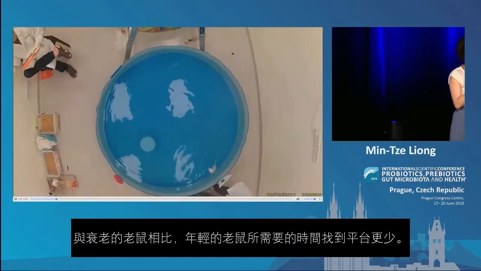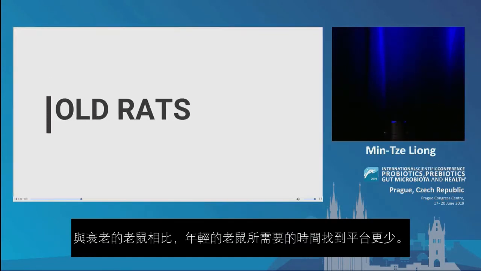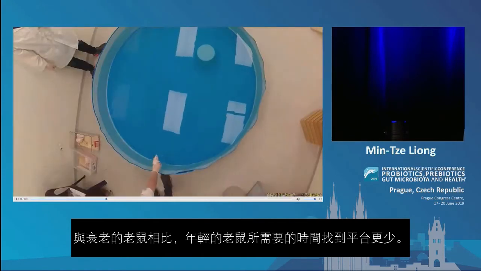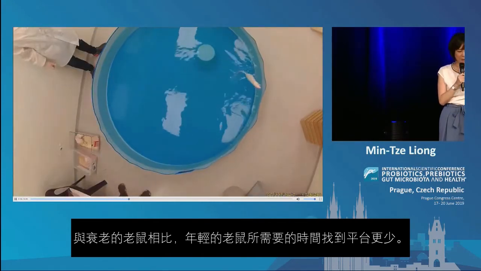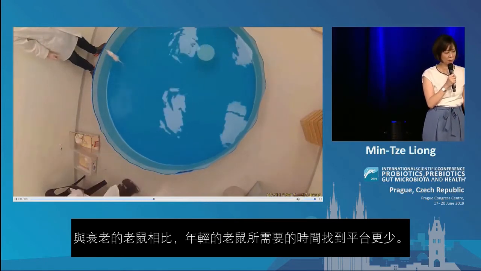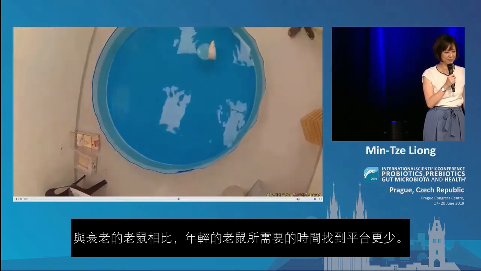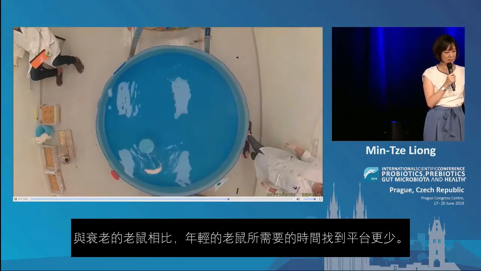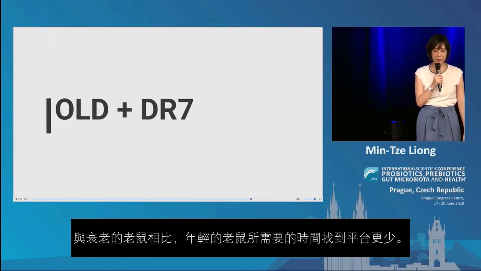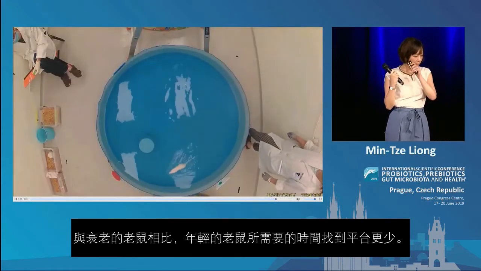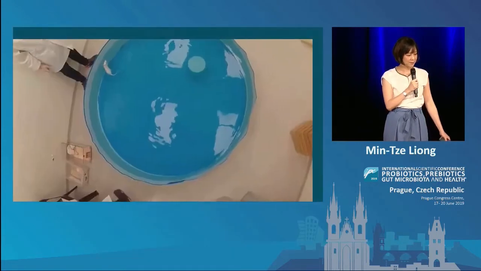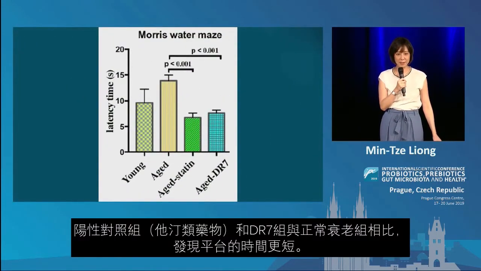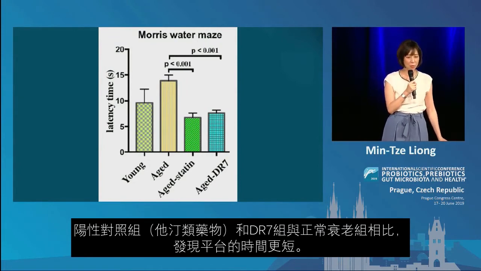So these are the young rats, and after training for 4 days, we time how many seconds they used to find the platform. And this was one of the old rats, obviously forgotten. And then we have our positive control, old and statin. And finally, old and DR7. Excuse me. So when we look at the time that they need to find the platform, we could see that old was actually significantly higher. And DR7 and statin also reduced the time.